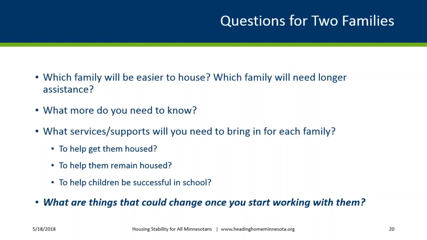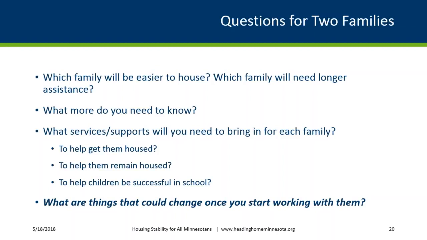I was just going to say at first glance, it looks like family B would be easier to work with, or have fewer barriers to address, because there is an income coming in partially. At least the child is regularly attending school, which gives more options to help, as opposed to the other one, where there is chronic absenteeism.